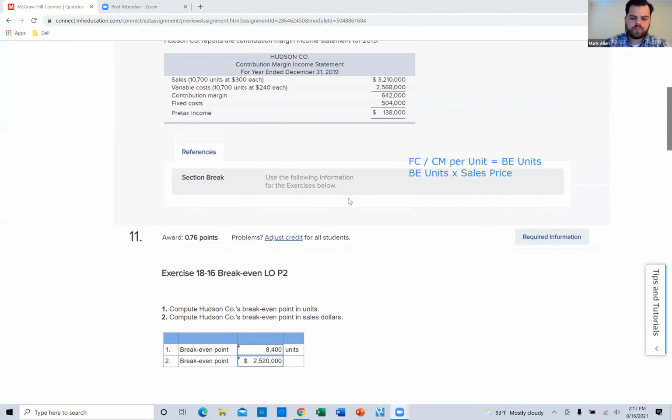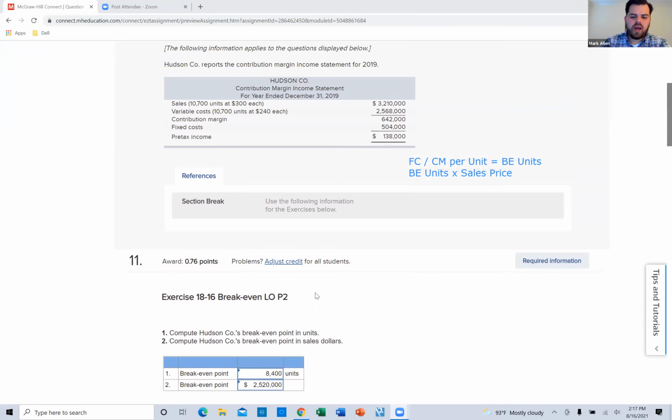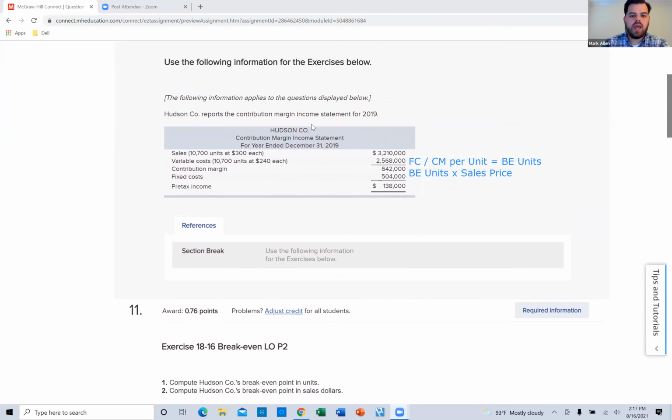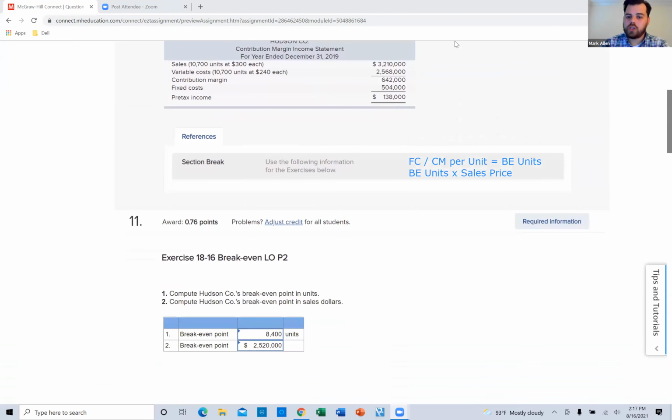In this case, well, we've got our fixed costs, so $504,000, and we have our contribution margin per unit. But the question is, how do I get that number? So I see the 504, but I don't see where they've actually told me what the contribution margin per unit is. So I think I'm going to have to figure it out.